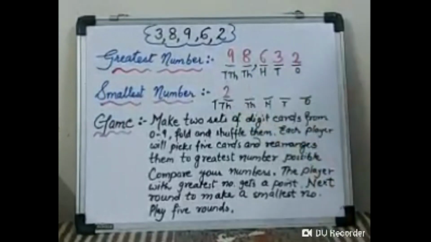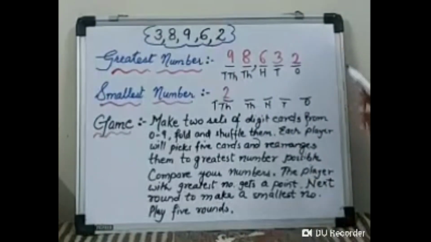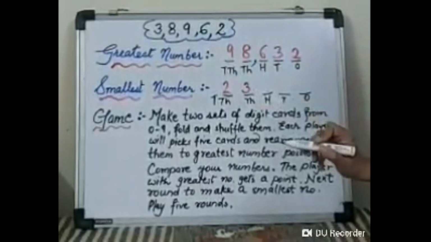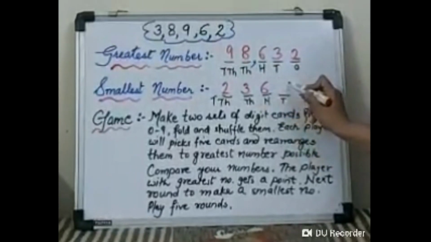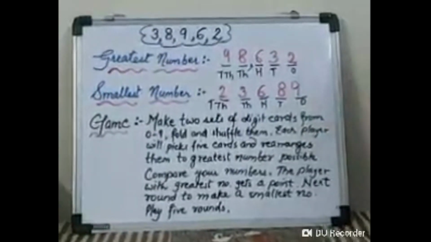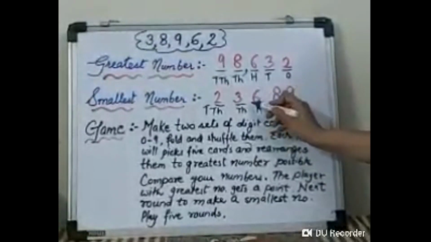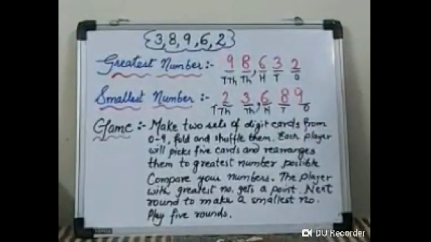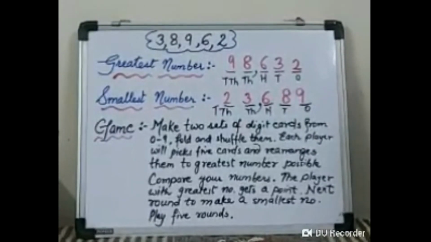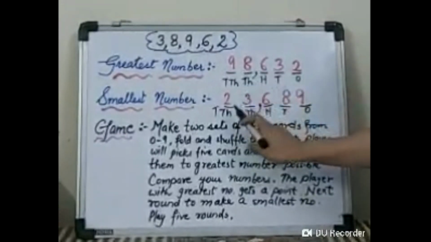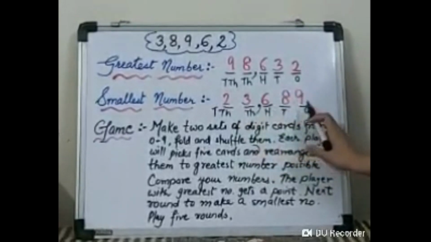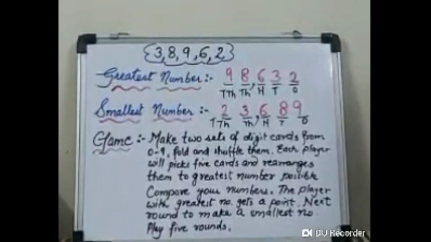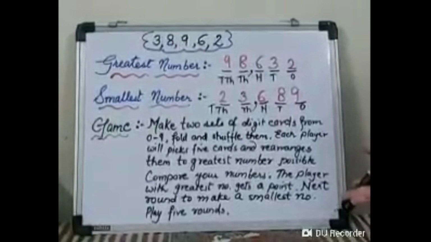So, here comes 2. The next number which is bigger than 2 is 3. So, we are going to place 3. Then 6, 8 and 9. According to the Indian system, we will place the comma. So, what will be the secret key? If she keeps the smallest number as a secret number, it will be 23,689.